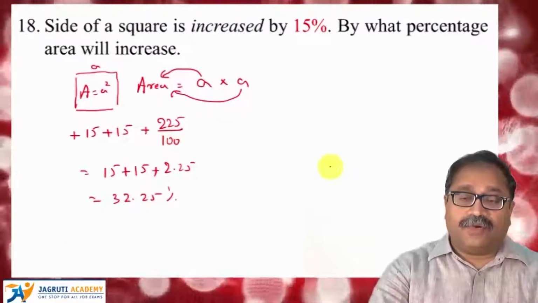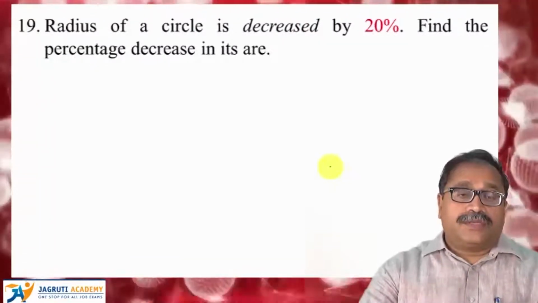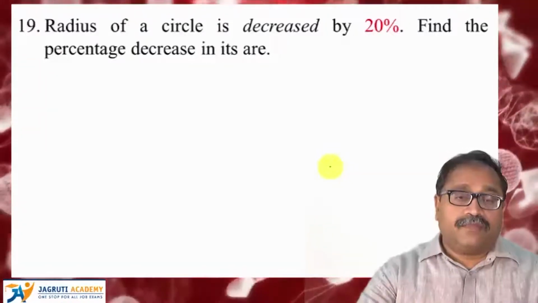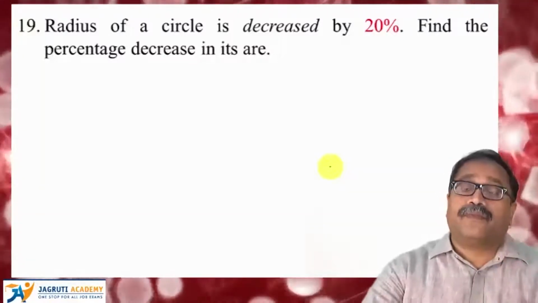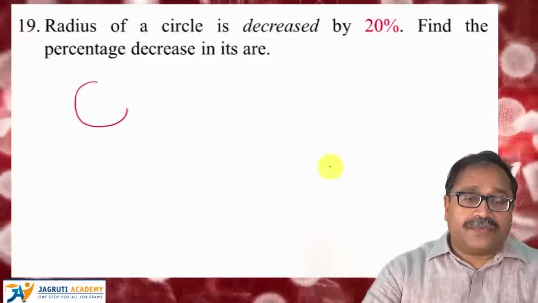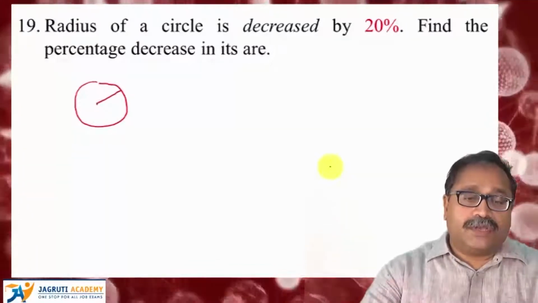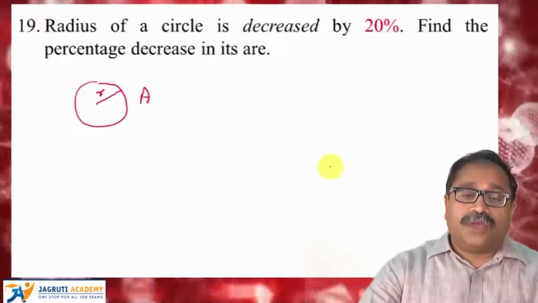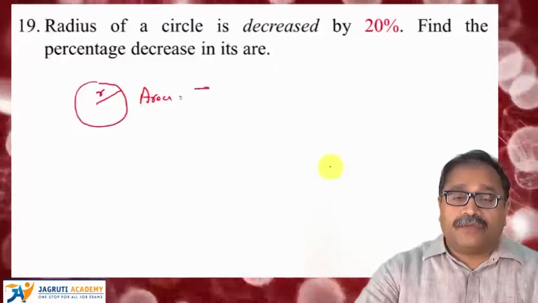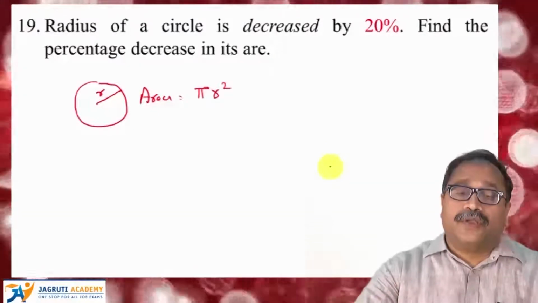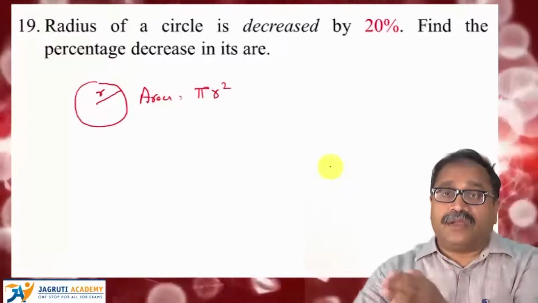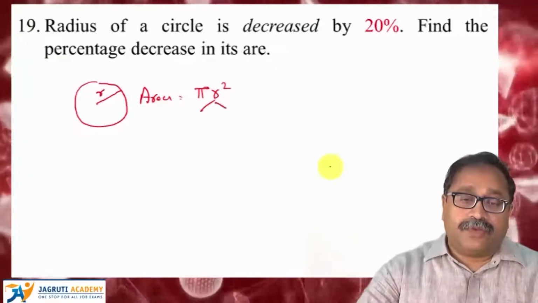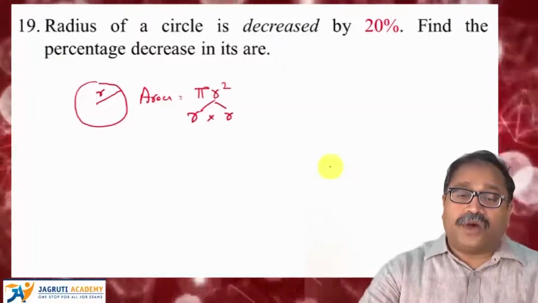Let's take one more example. The radius of a circle is decreased by 20%. Find the percentage decrease in its area. Now again, when you talk about the radius of a circle, let's assume that this is a radius r. So what is the area of a circle formula? Area is equal to pi r square. Now r square means it is again r into r. So r comes 2 times. Let me write it down here, r into r. So r comes 2 times.